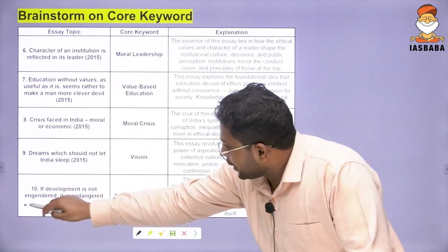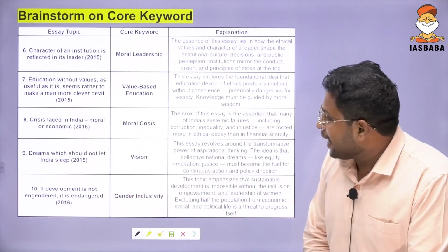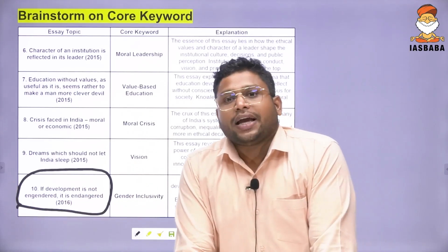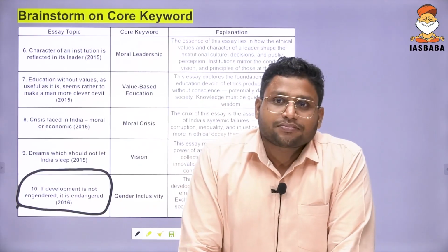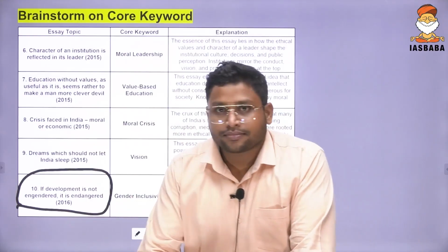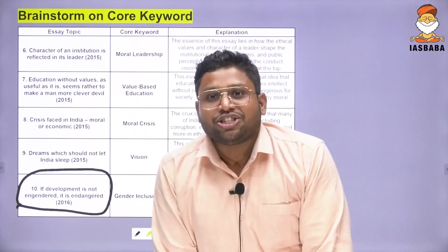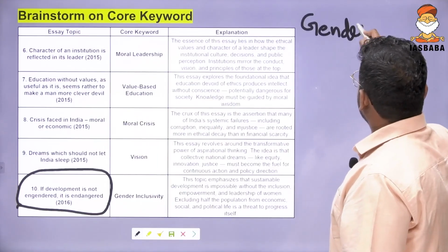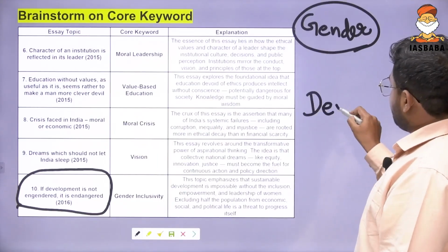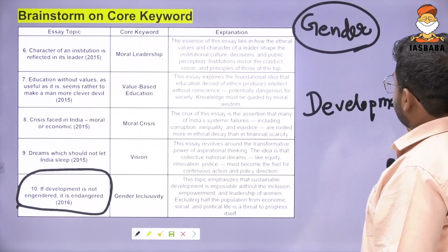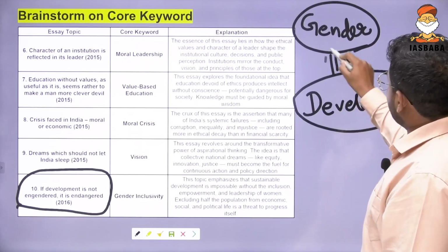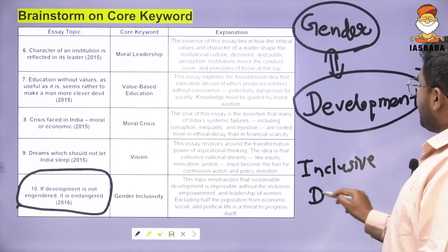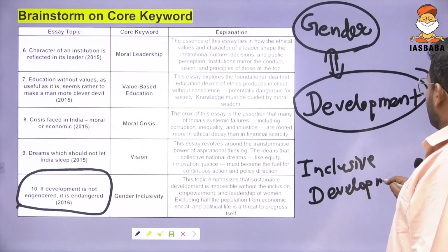There you can go. If development is not engendered, it is endangered. Now this is a very good line. What do you understand by this? Development not being engendered. So here they're showing the role of gender and development. And overall, this theme is exactly talking about the conclusion that what we need is inclusive development, inclusive growth. Development would be the right word over here to use.